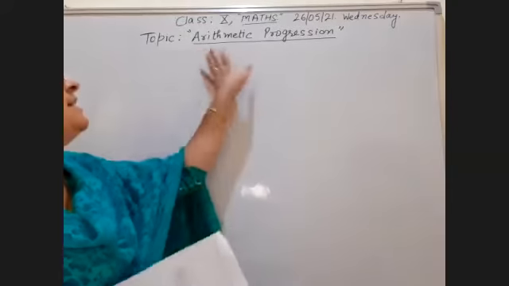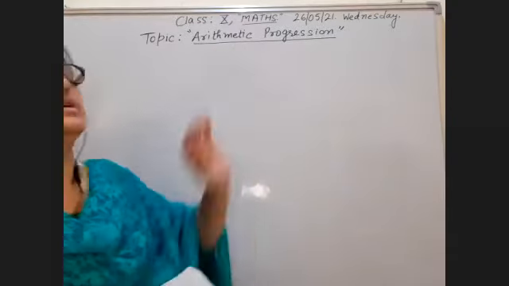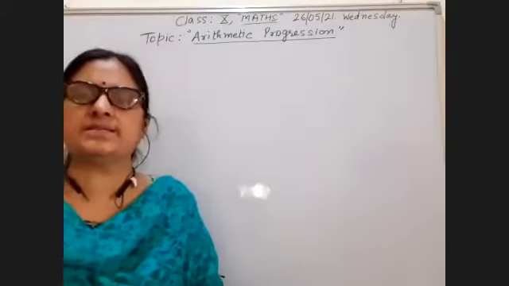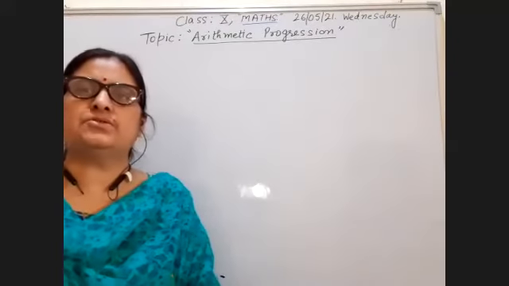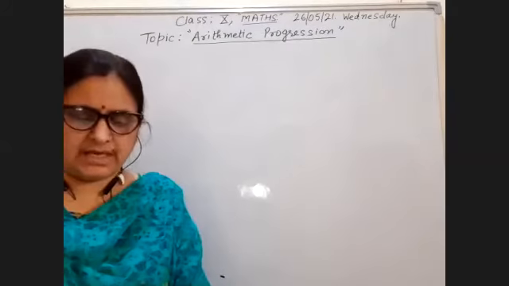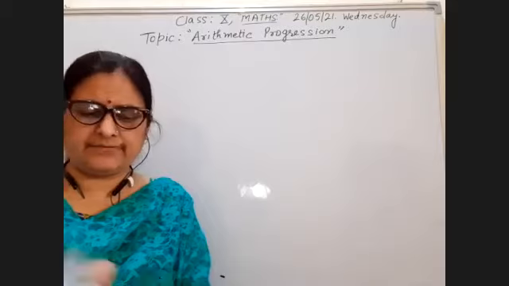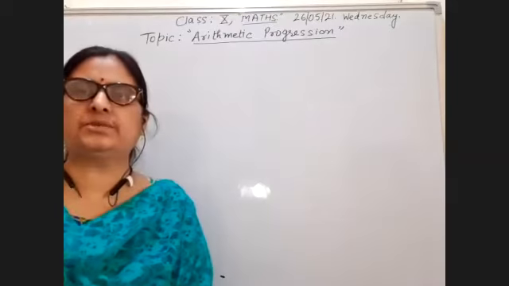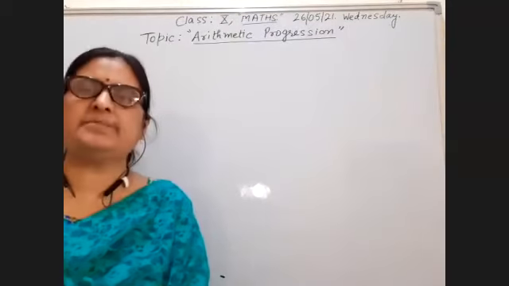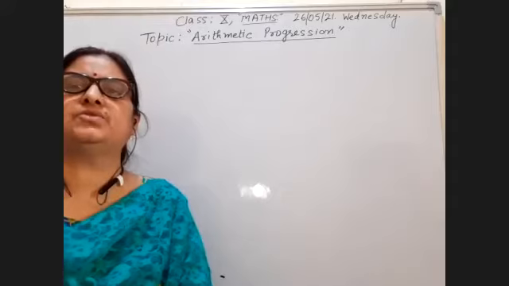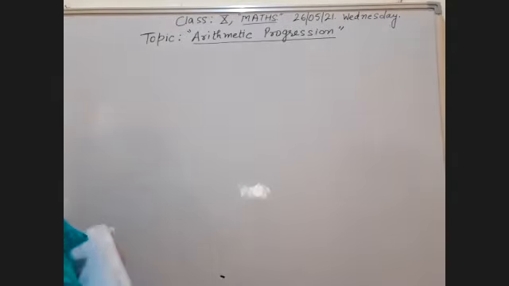Again, we will take our chapter arithmetic progression. Today is the last lecture of arithmetic progression. So, the last two questions are left. I think 5.3 exercise, and I'm taking now the 19th question of your NCERT book.